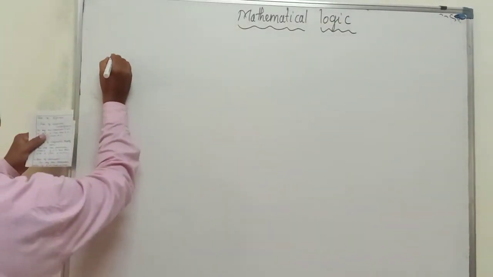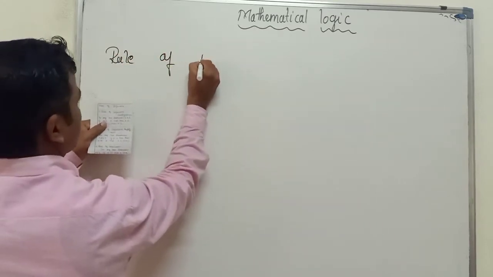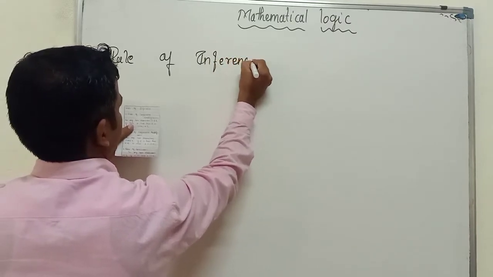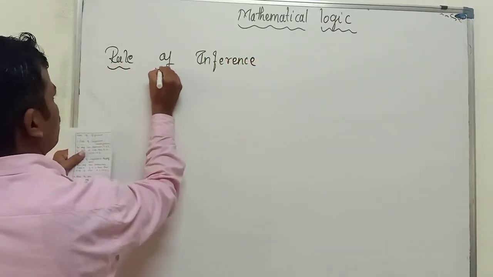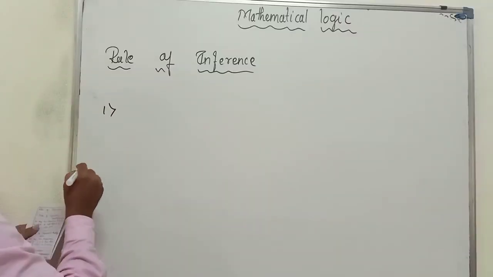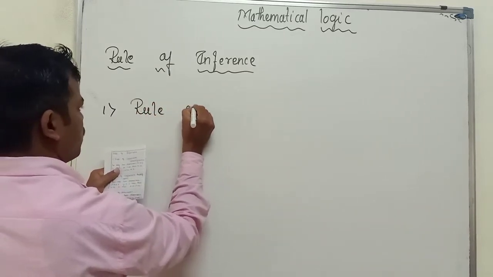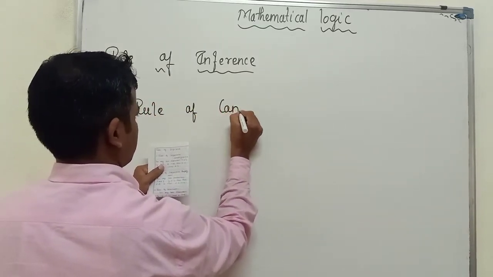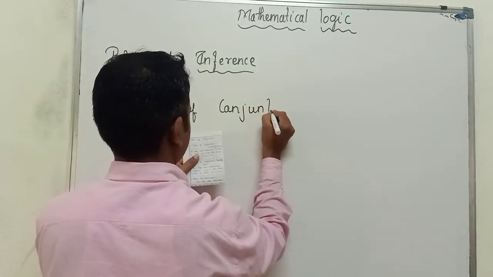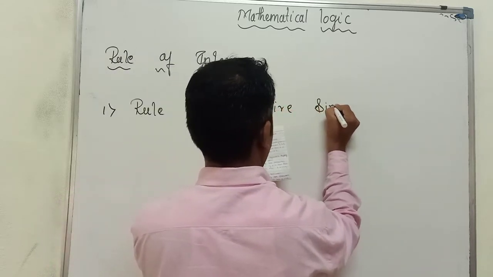Rules of inference. So the first rule is the rule of conjunction. Conjunctive, we also call it simplification.